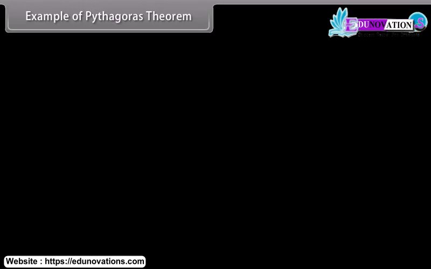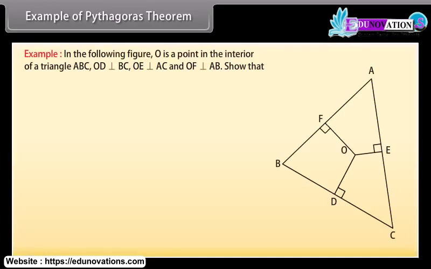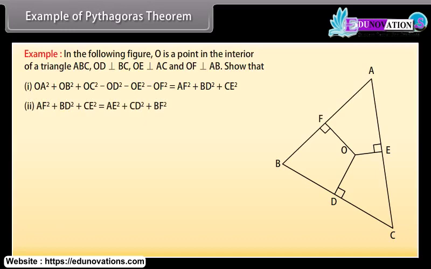Example of Pythagoras' theorem. In the following figure, O is a point in the interior of triangle ABC. OD is perpendicular to BC, OE is perpendicular to AC, and OF is perpendicular to AB. Show that 1. OA square plus OB square plus OC square minus OD square minus OE square minus OF square equals AF square plus BD square plus CE square. 2. AF square plus BD square plus CE square equals AE square plus CD square plus BF square.